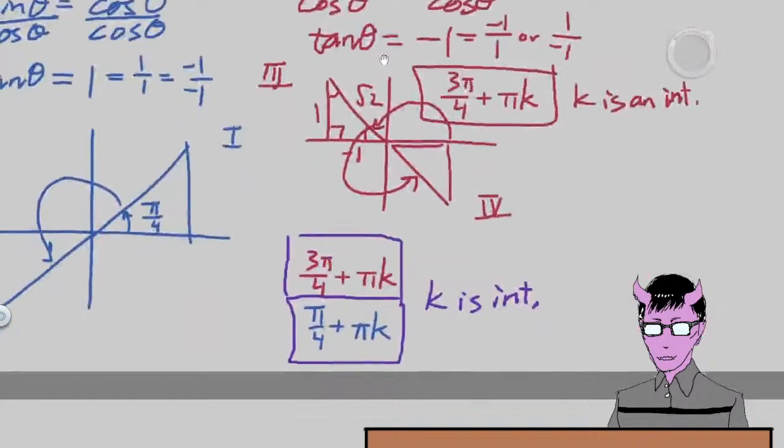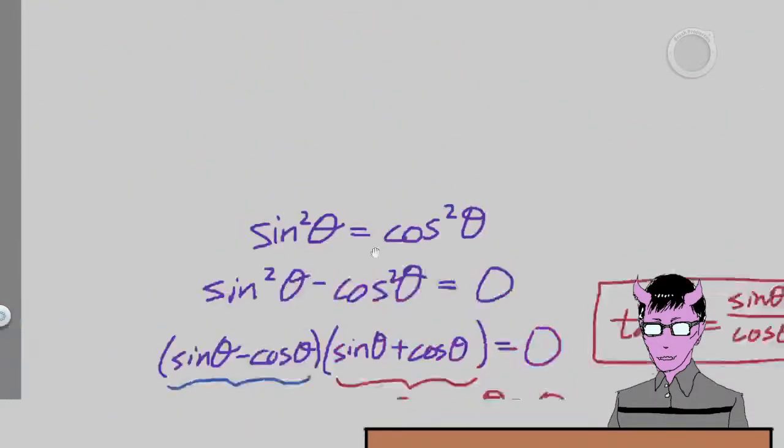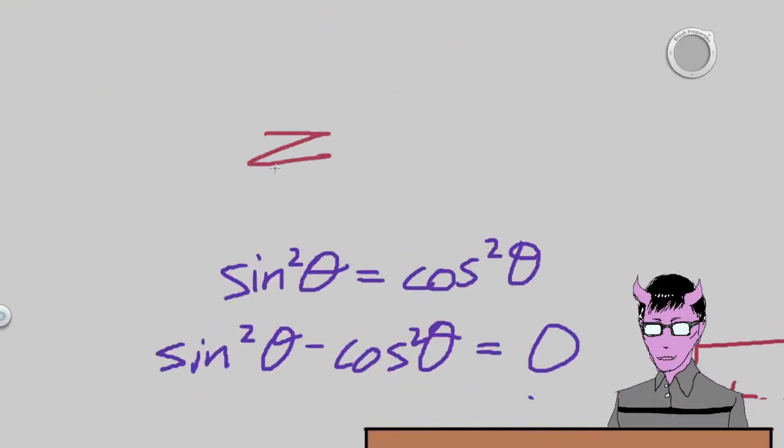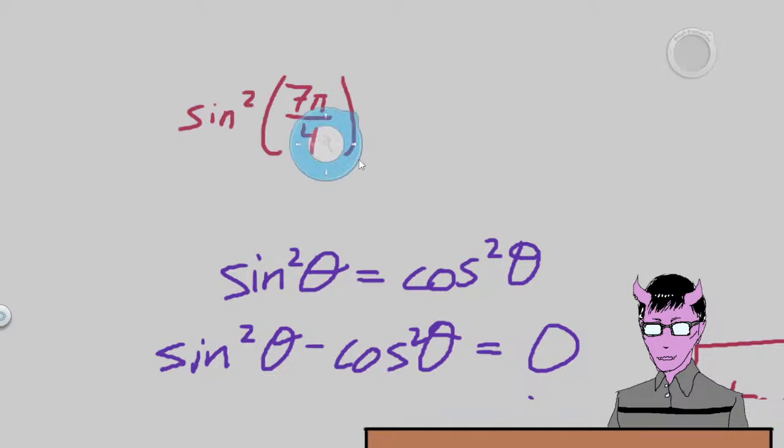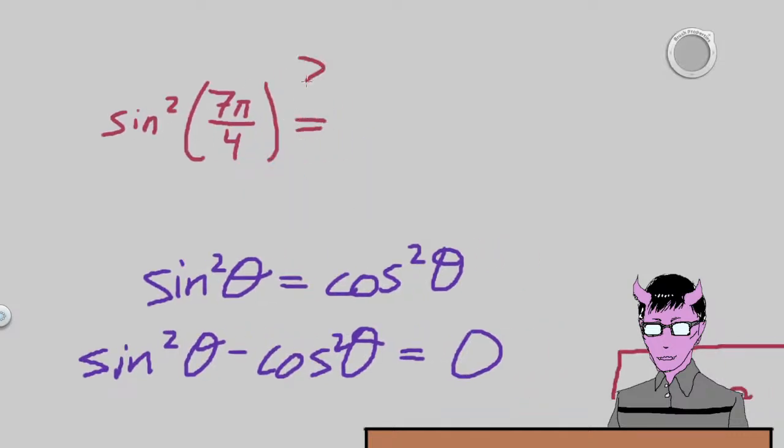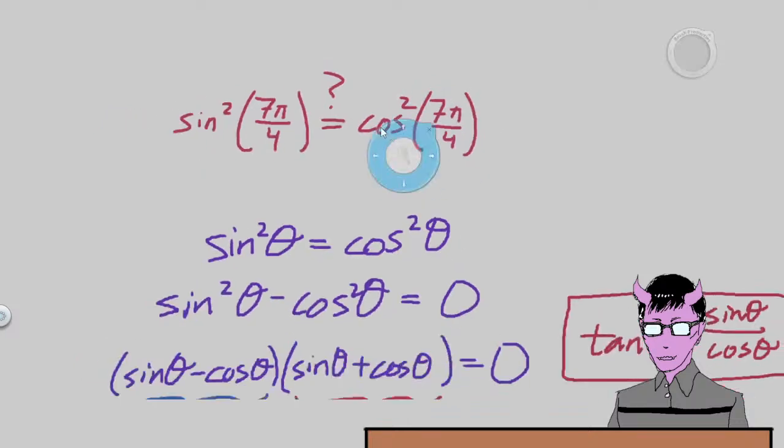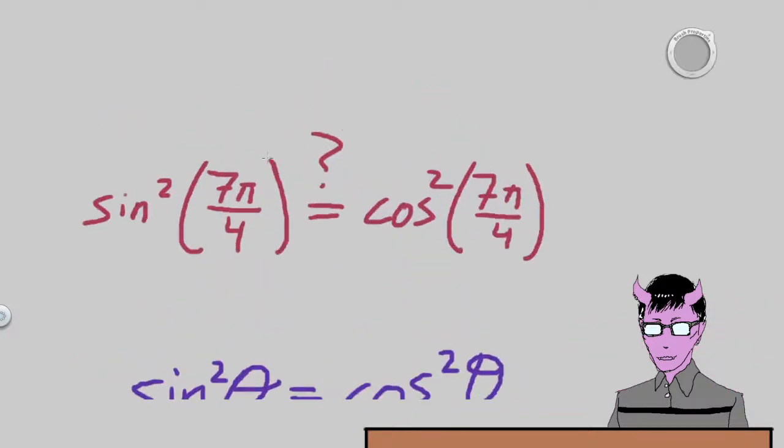What was it? 7 pi over 4. Okay, just checking the answer. Plug into this one right there. Question mark, because we're not sure. Okay. So, what is that, right?